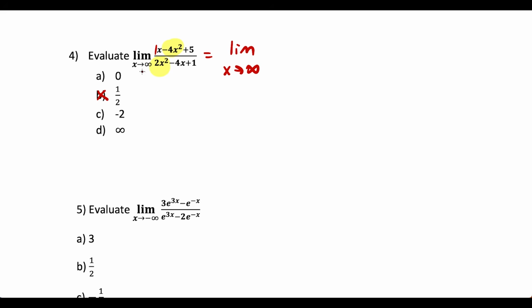But what this allows us to do when we have a limit as x approaches infinity of a rational function is we can just rewrite the limit in terms of just the leading terms like this. And notice that we have matching powers of x, so they just cross off. And then -4 divided by 2 is -2. So choice C would be our solution.